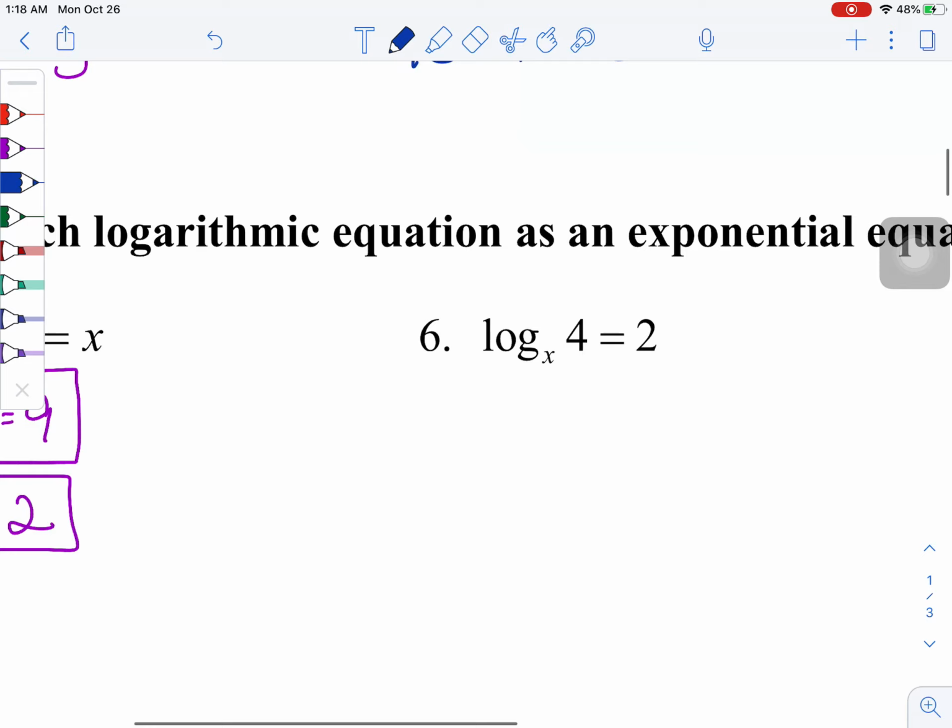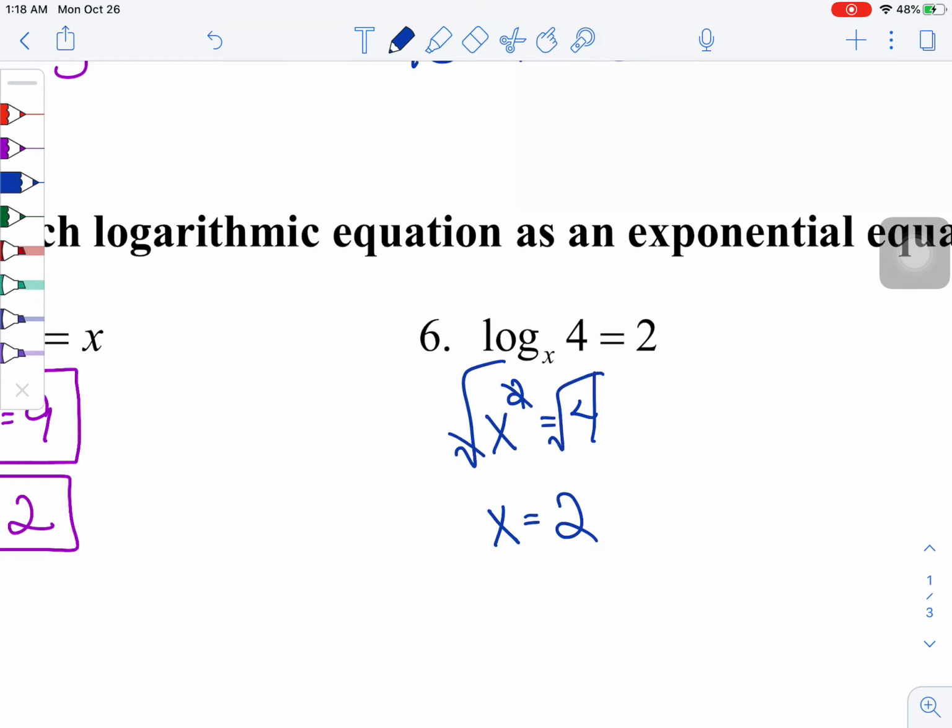Okay. Number 6 here, we have a base of x, power of 2 is equal to an answer of 4. So what squared is equal to 4? Well, x in this case can only equal positive 2. Let's say we took the square root here. If you did this and you said x is equal to plus or minus 2, because we're used to doing that when we put the square root in, remember though your base has to be greater than 0. So in this case, it's only positive 2. All right, so be careful with that.